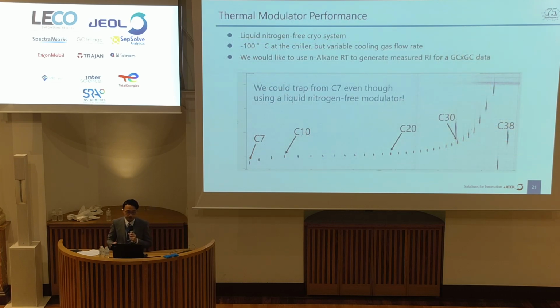This is showing the thermal modulator performance. This thermal modulator is a liquid nitrogen free cryo system, with minus 100 degrees Celsius as a chiller. We would like to use normal alkane retention times to generate measured retention indices for GCxGC data. We tested normal alkane mixtures on the thermal modulator, and we could trap from C7. Even using a liquid nitrogen free modulator, it is quite nice and beautiful. We can use this retention time information for retention index analysis also.